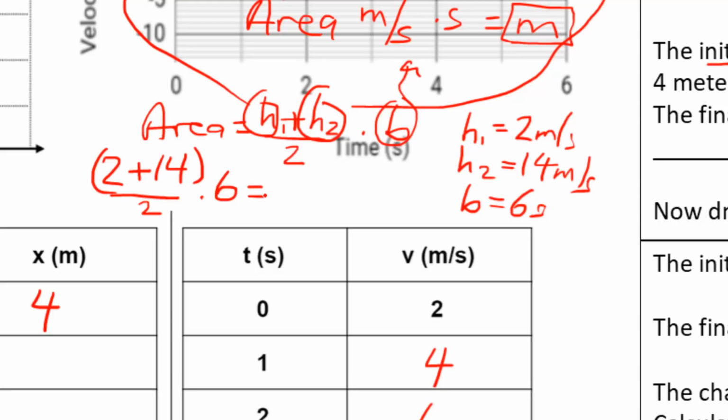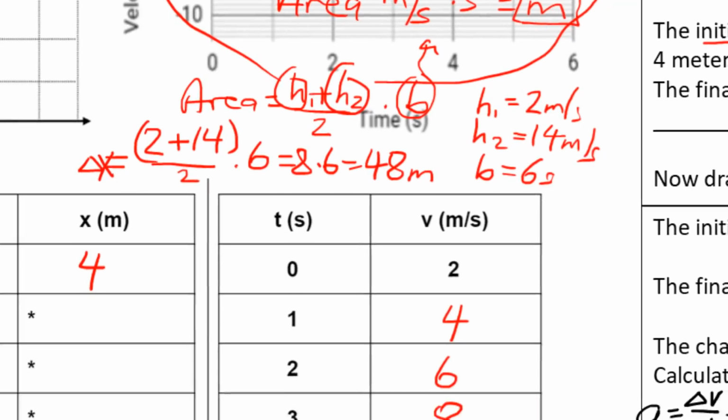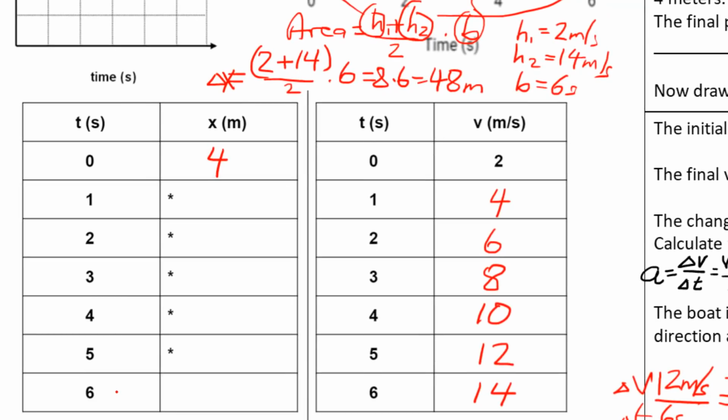Let's put that in our calculator to figure out what that is. So 2 plus 14 is 16, divided by 2 is 8, times 6 is going to be equal to 48 meters, which is our change of position. So our position at 6 seconds is going to be equal to our initial position, 4 meters, plus our change of position, 48 meters. So we're at 52 meters.